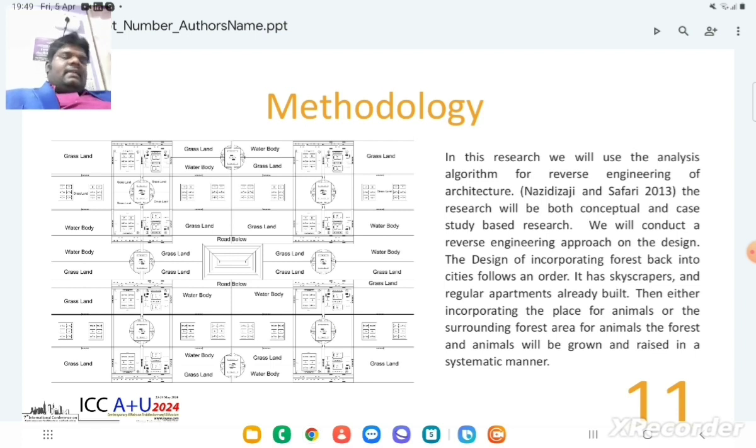Then there are grasslands and water bodies present in the top and middle portion of the middle strip of the grid. Then there is a central viewing deck at the center, and it has stairs, and it helps in viewing the forest area from the top.